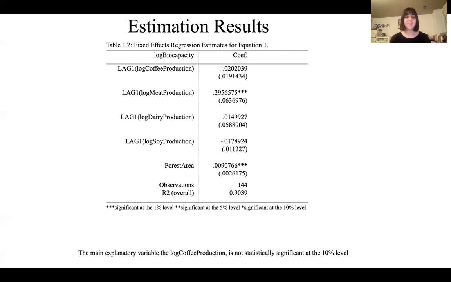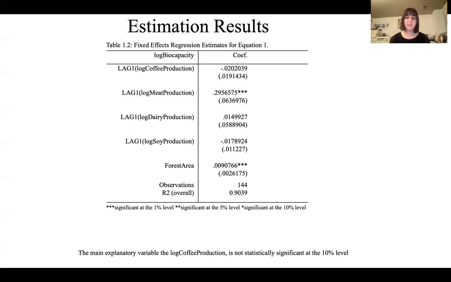So my estimation results show that coffee production is not statistically significant at the 10% level in having any impact on biocapacity. Meat production and forest area, however, are both statistically significant at the 1% level. Meat production, this coefficient estimate shows that an increase in meat production actually increases biocapacity, which differs from the predicted value that I had. So I predicted a negative coefficient estimate, and this was relying on a lot of prior research, which showed that meat production has really negative impacts on biocapacity and surrounding environments as a whole.